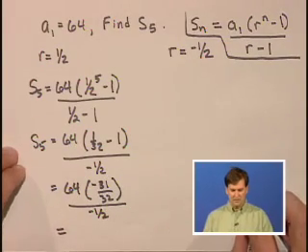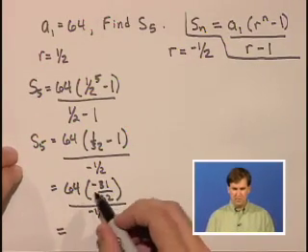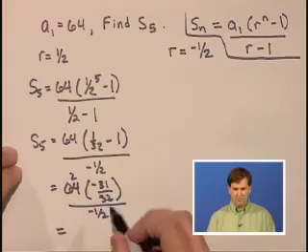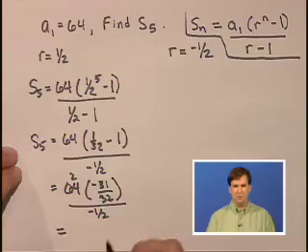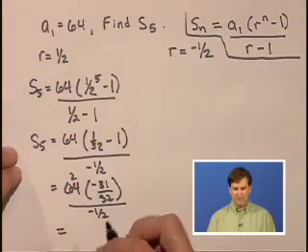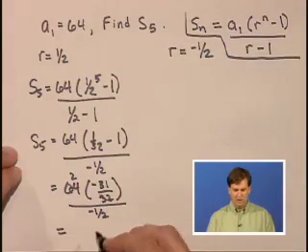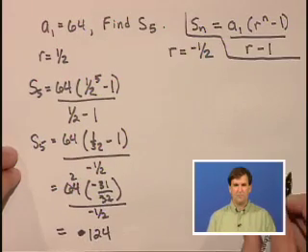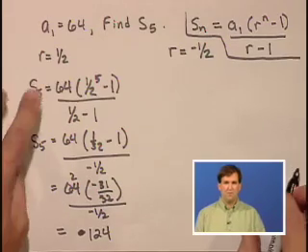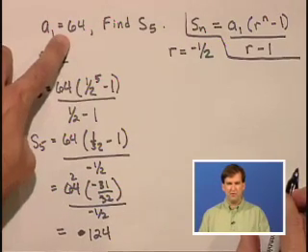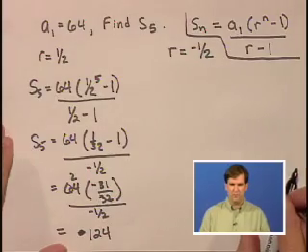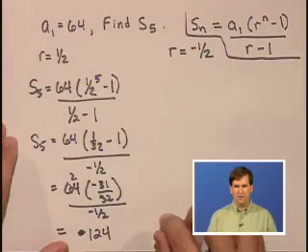You can pull out your calculator at this point if you want. I can do a little bit of simple arithmetic. 64 and 32 is going to give us 2. 2 times negative 31 is negative 62. Divided by negative 1/2 is like multiplying by negative 2, so that's going to be positive 124. So if the ratio is 1/2 and the first term is 64, then the first 5 terms will add up to 124. Now we need to do the same thing if the ratio is negative 1/2.